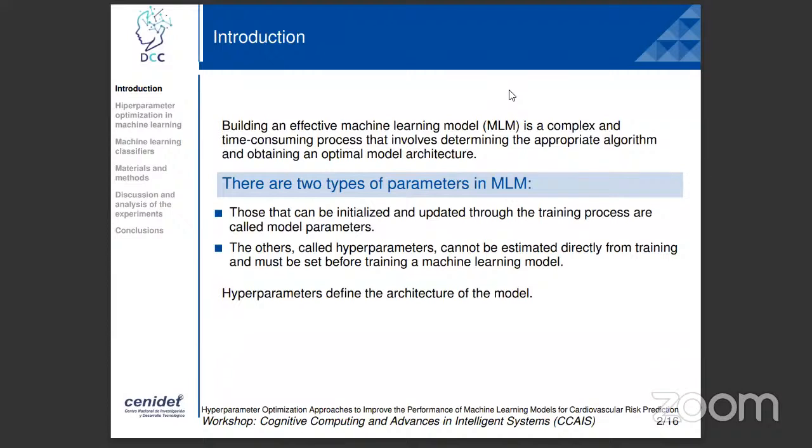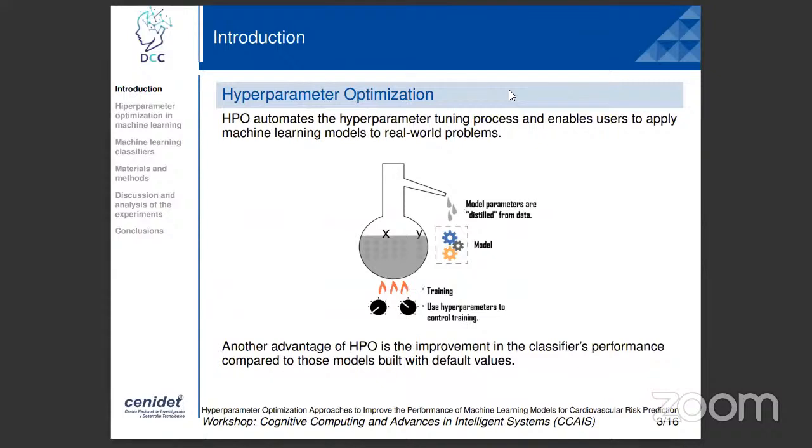We call the process of machine learning model building complex because it takes time to get the optimal and appropriate model when the focus of the performance model relies on the parameter configuration. There are two types of parameters that can upgrade the performance of the classifiers: those that can be initialized and updated through the training process, and those called hyperparameters that must be set before training a machine learning model. Hyperparameter optimization automates the hyperparameter tuning process and enables users to apply machine learning models to real-world problems. It also improves the classifier's performance.